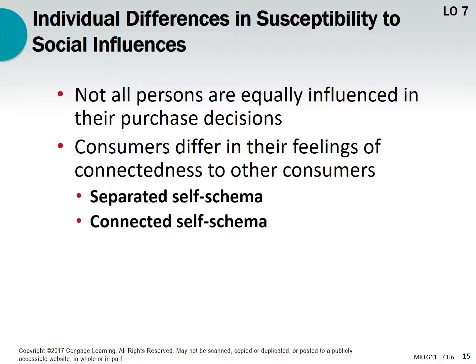Consumers differ in their feelings of connectedness to other consumers. A consumer with a separated self-schema perceives themselves as distinct and separate from others. A person with a connected self-schema sees himself as an integral part of the group. Researchers found that individuals who feel connected respond more favorably to advertisements that promote group belonging and cohesiveness.